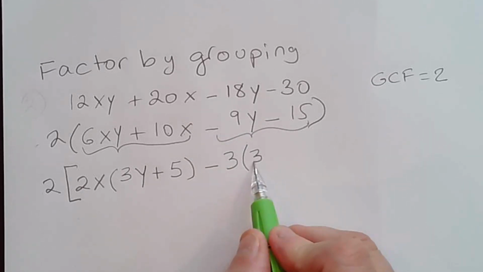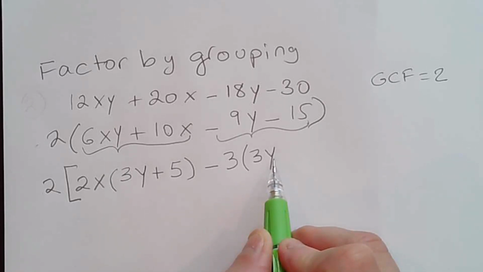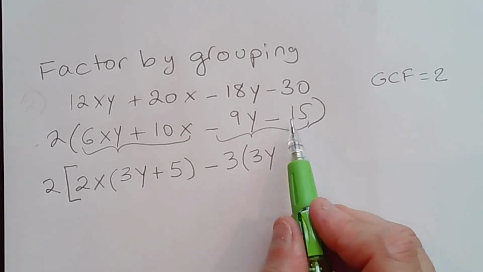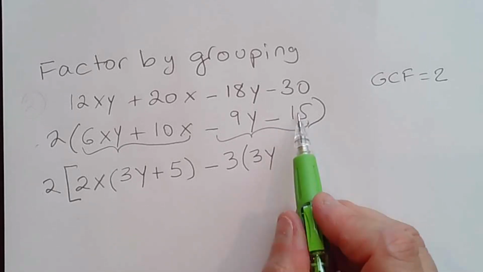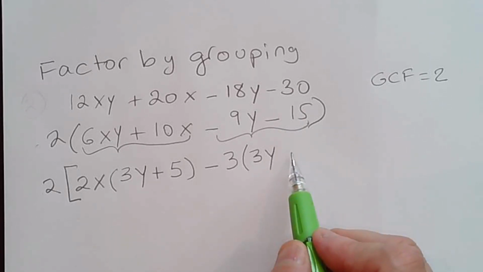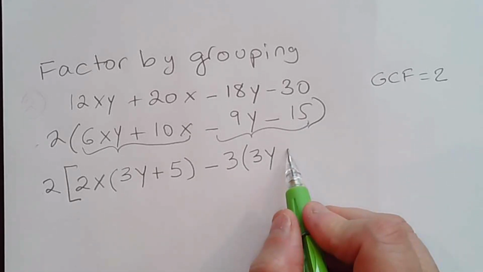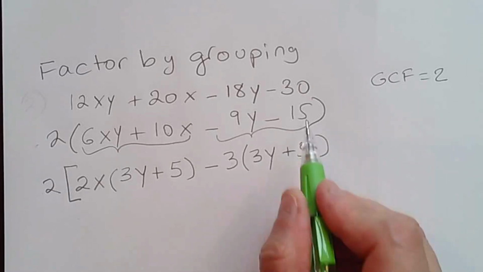So you can check it. Negative 3 times 3y gives us negative 9y, and that's what we have. Now we need to have something here that would give me a product of negative 15. So what do I multiply here with negative 3 to give me negative 15? It would have to be plus 5, because 5 times negative 3 is negative 15.